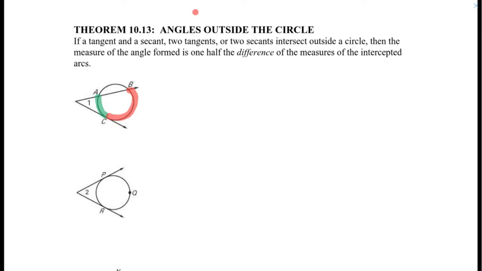So the measure of angle 1 is going to be half the difference of those arcs. We would take the larger arc, which would be arc BC, and subtract the measure of the smaller arc, which would be AC. Again, this is with a secant and a tangent.